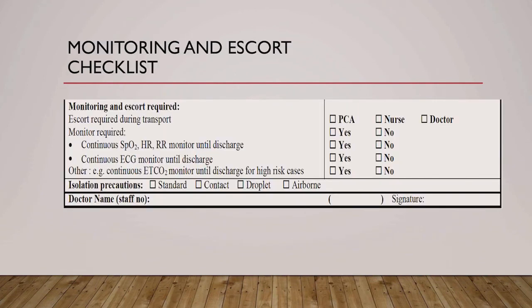So this is the checklist that can help you to ensure that you have all the correct equipment with you. First of all, you need to decide whether the escort is done by healthcare staff, nurse or doctor, or all 3 of them. And the monitors required, like SpO2, heart rate, respiratory rate monitor until discharge, or even an ECG monitor until discharge, whether the patient needs continuous end-tidal monitoring, and also the isolation precautions required.